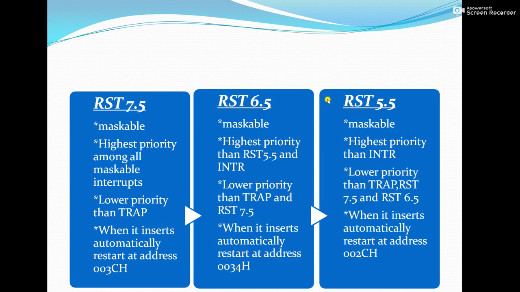Next is RST 5.5. It is maskable and it has higher priority than INTR, but it has lower priority than trap, RST 7.5 and RST 6.5, and when it inserts automatically, restarts at address 002CH.